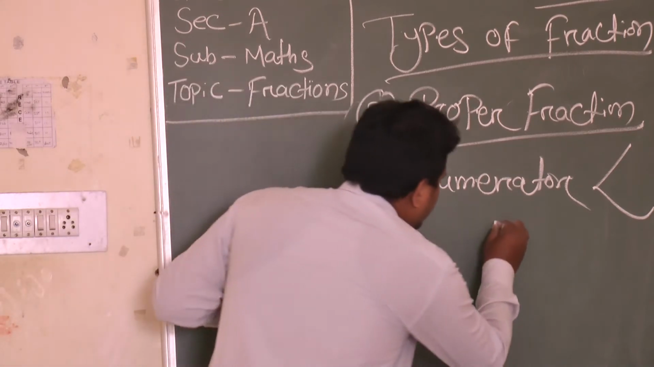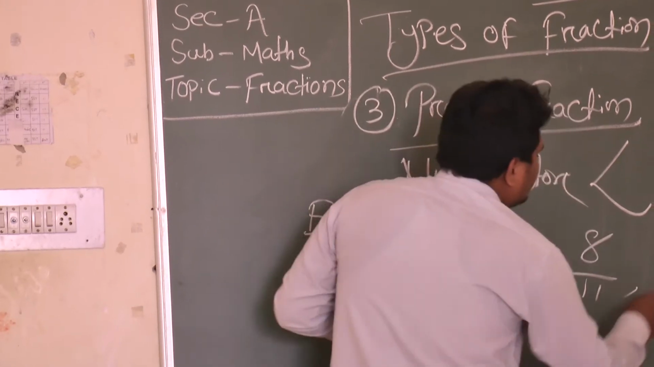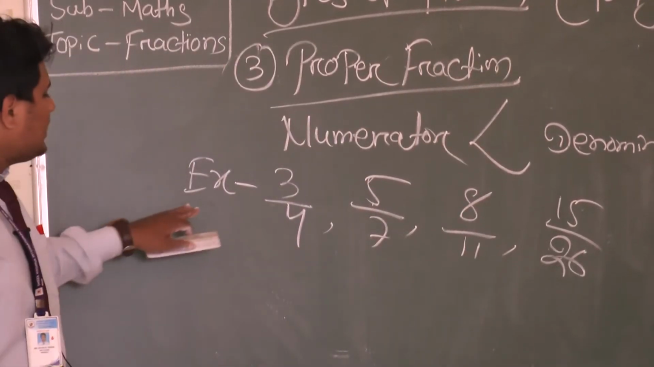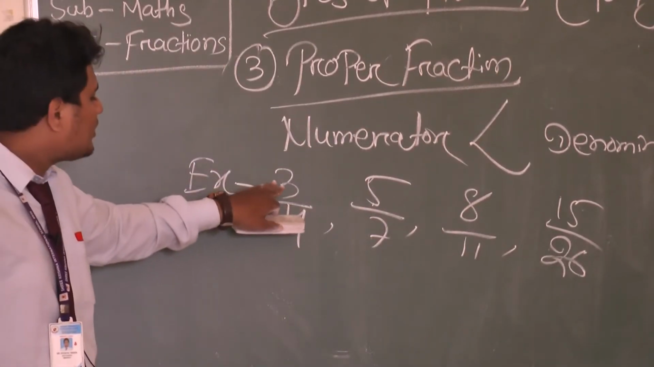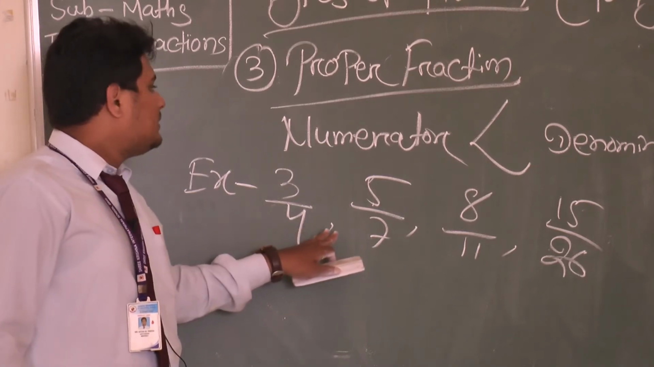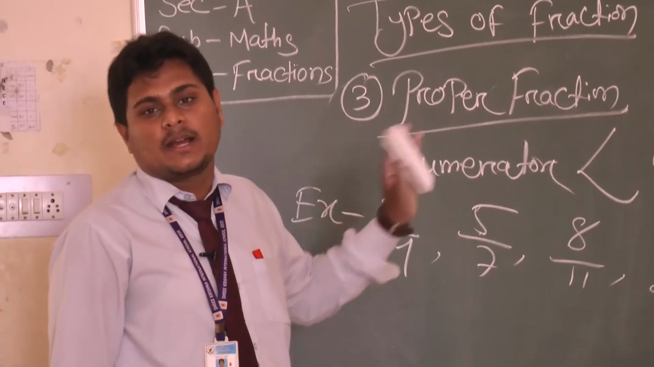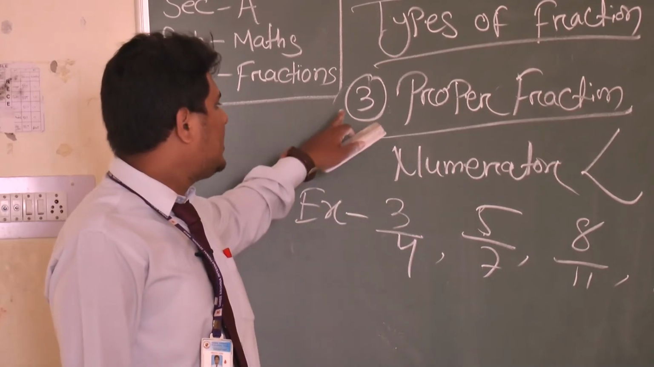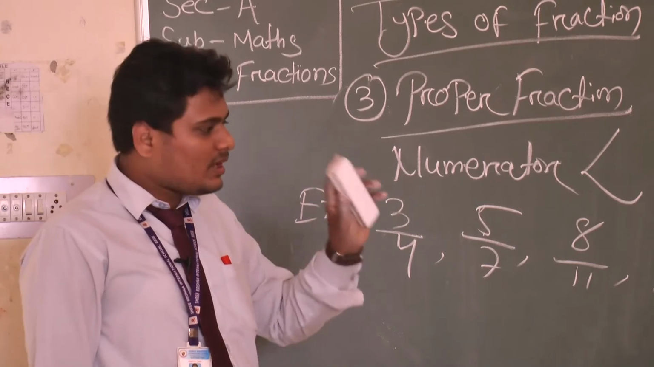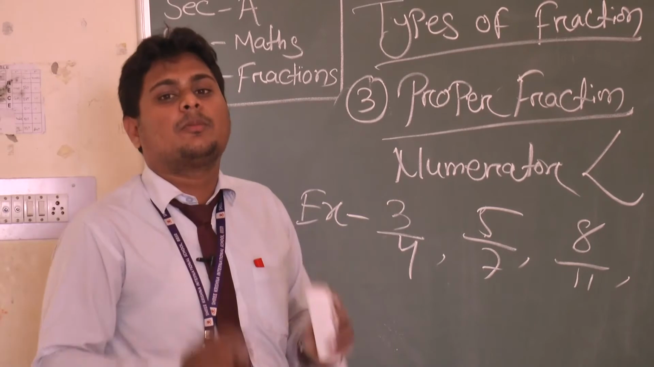Let's see some other examples: 5 by 7, 8 by 11, then 15 by 26, whatever may be. If the numerator is less than the denominator, that is known as proper fraction. So we discussed three fractions: like, unlike, and proper fraction. Now we will discuss the opposite of proper fraction, that is improper fraction.